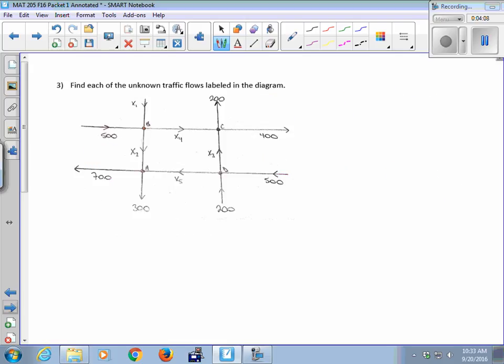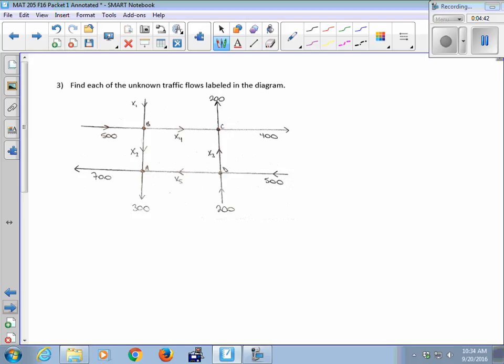All right, so I have, this is a traffic flow. It could be literal traffic like on streets. It could be traffic in a network of like some kind of computer system. So we want to solve for the unknown traffic flows here. I've got them labeled X1, X2, X3, X4, and X5. So if I want to solve for them, the key is that the flow in to each intersection or node has to be equal to the flow out.